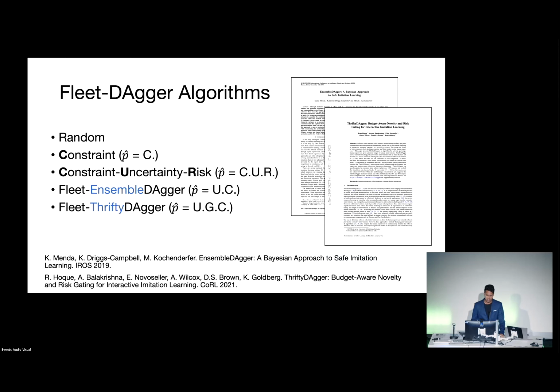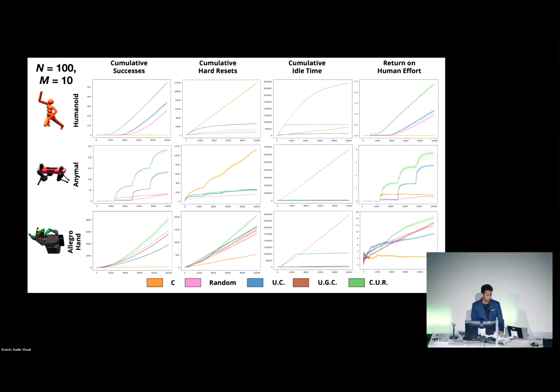So this includes allocations like constraint, uncertainty, risk, and also, surprisingly, includes fleet versions of existing single robot, single human interactive learning algorithms like Ensemble Dagger and Thrifty Dagger, which shows that by choosing appropriate choice of p hats, we can also cover a lot of the related works that already exist.